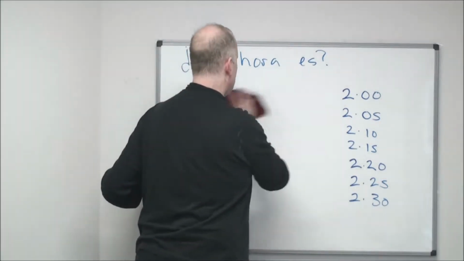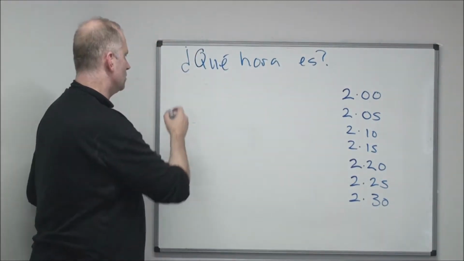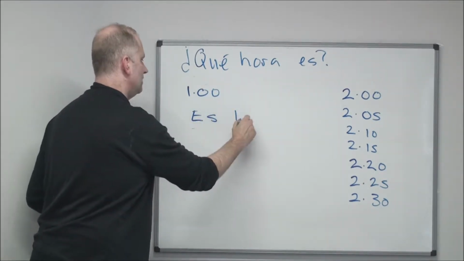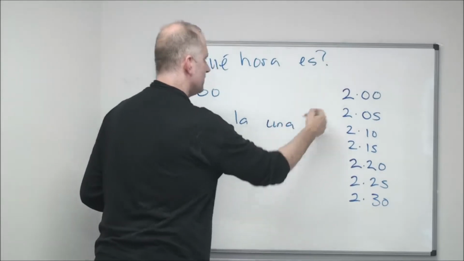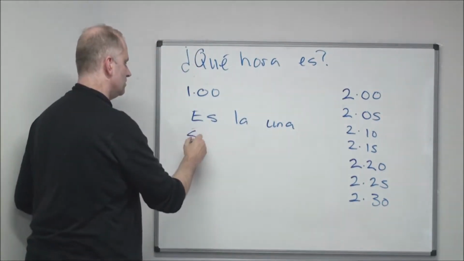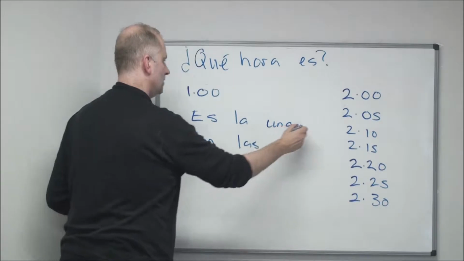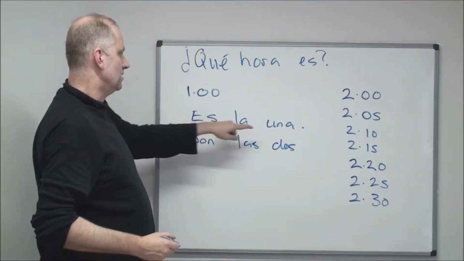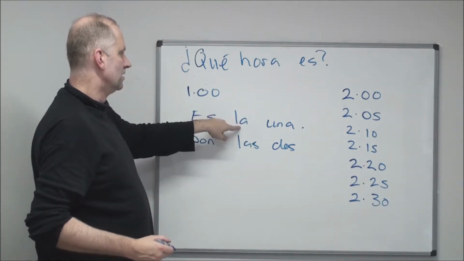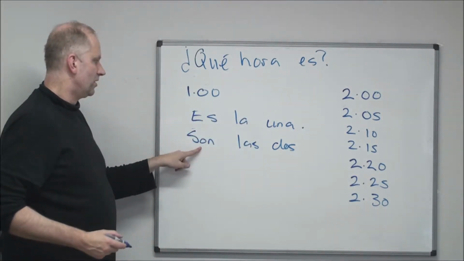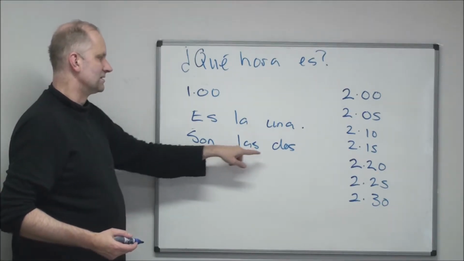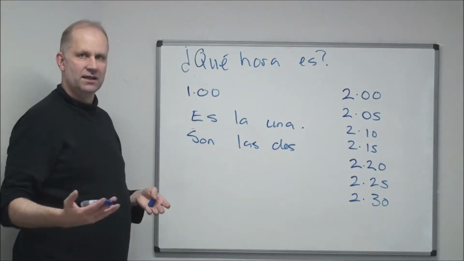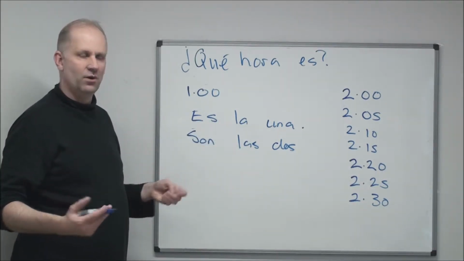So let's just say it's 1 o'clock. In that case, we'd say es la una. But if it's 2 o'clock, we'd say son las dos. So it's only singular when it's 1 o'clock. Es, it is, the one. But when it's 2 o'clock, it becomes plural, son las dos. So it's feminine, la una and las dos, because it's the word hora or horas, hour.